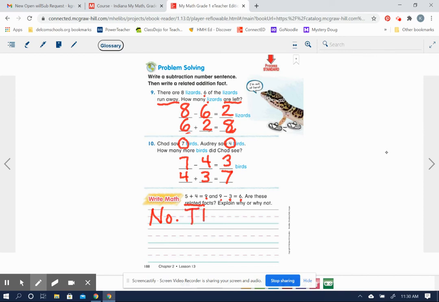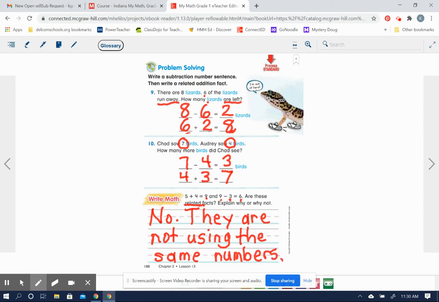No, they are not using the same numbers, period. Okay. And again, you can put a check T at the top of that one also, so that we will be reminded that we did this one together. All right.